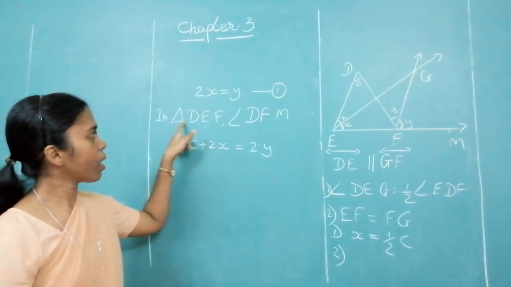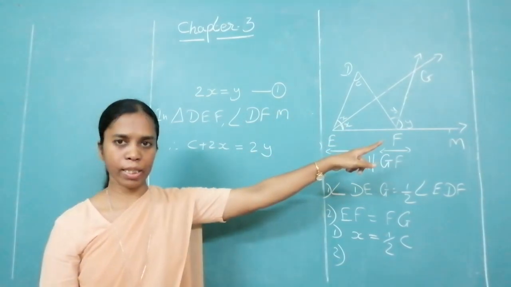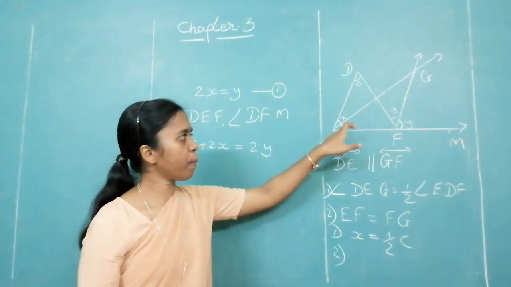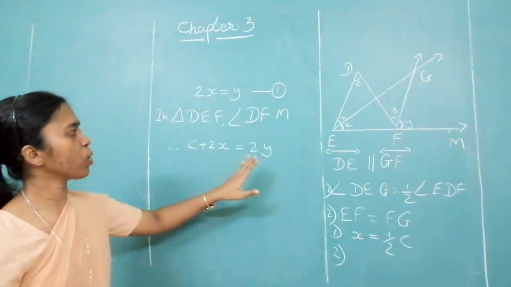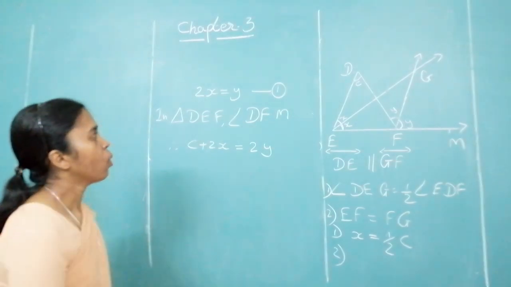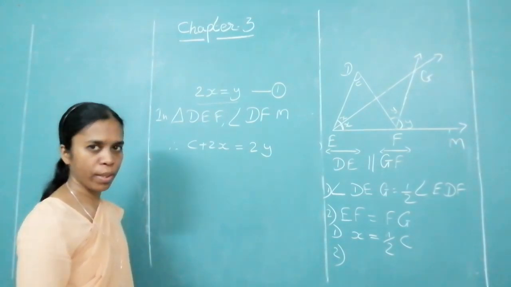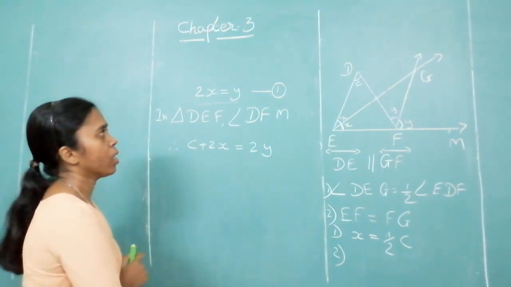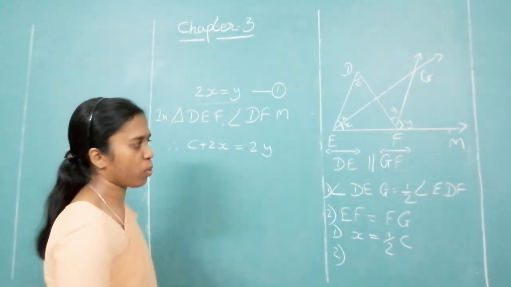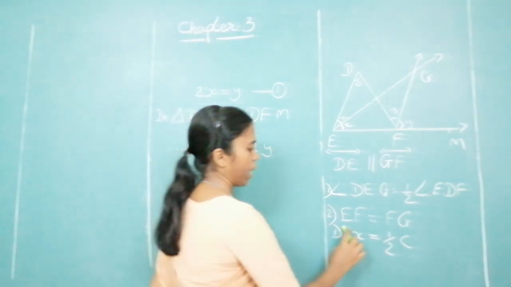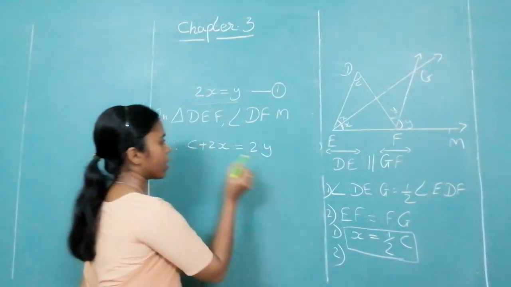In triangle DEF, angle DFM is my exterior angle. Therefore, C plus 2x is equal to 2y. Now, what relation do we have here? 2x is equal to y. Now, what do you have over here? C plus 2x is equal to 2y. What do we have to prove? X is equal to half of C. So, x is there, C is there.